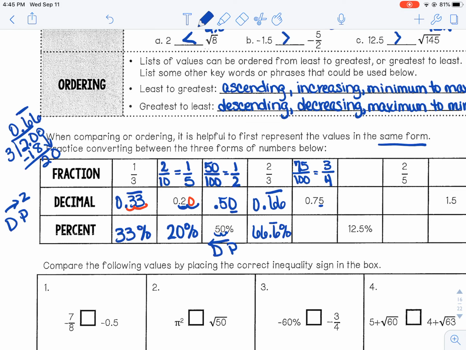To convert 0.75 to a percent, I'm going to move the decimal point over 2 places, and that will give me 75%.